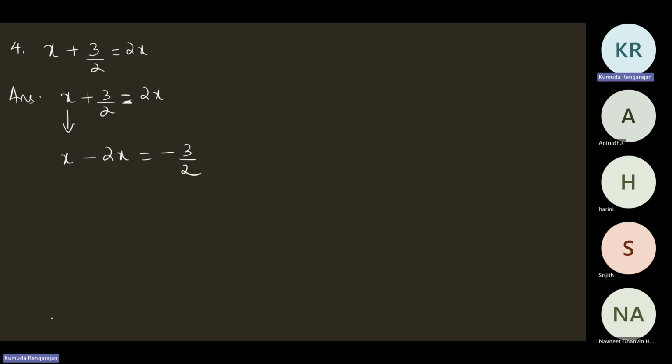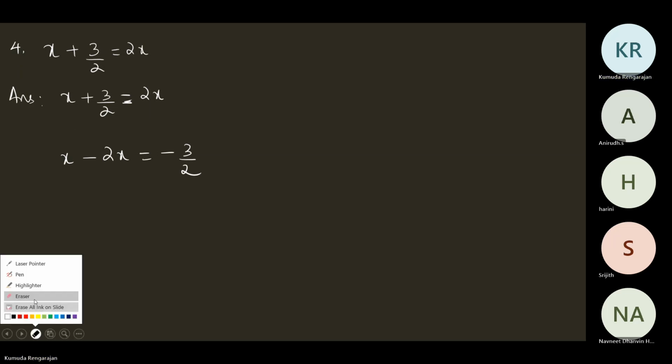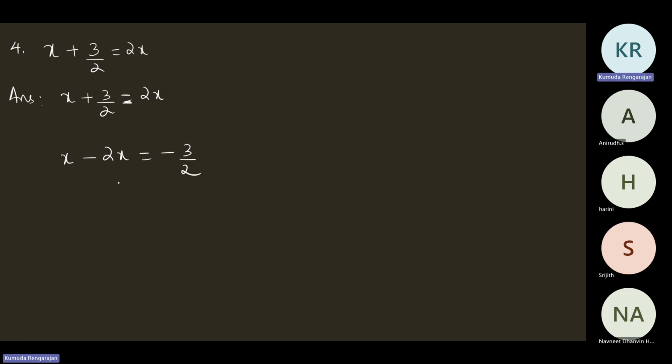So in this step, what we have done is we have collected the x terms, not the variables. There's only one variable x. We have collected the x terms. 2 terms have x in them. So we have collected the x terms on the left hand side. And we have the constant minus 3 by 2 on the right hand side. Now x minus 2x is minus x, is equal to minus 3 by 2. Now you can cancel the minus sign on both the sides. So the value of x is equal to 3 by 2.